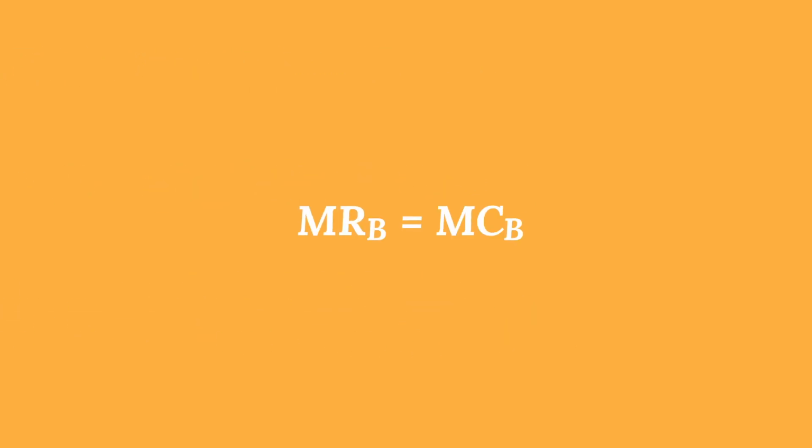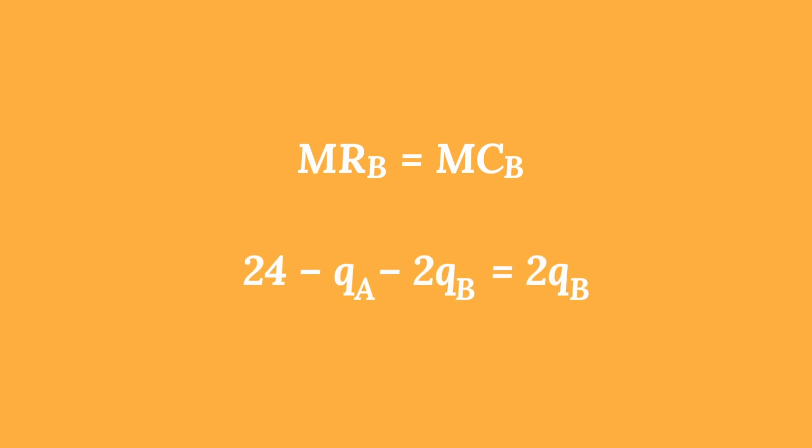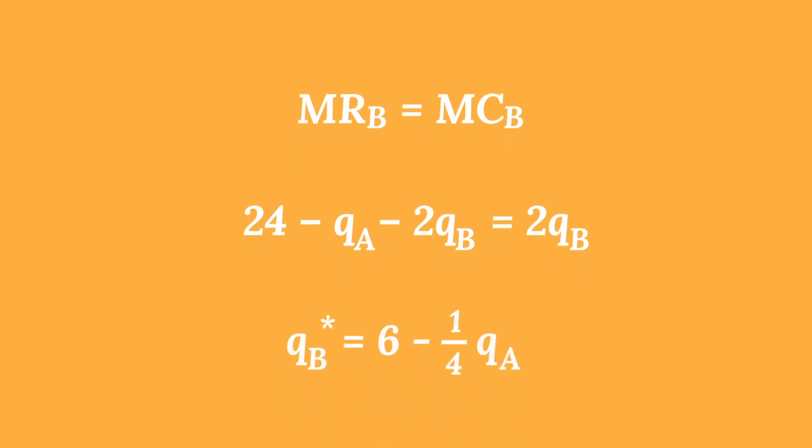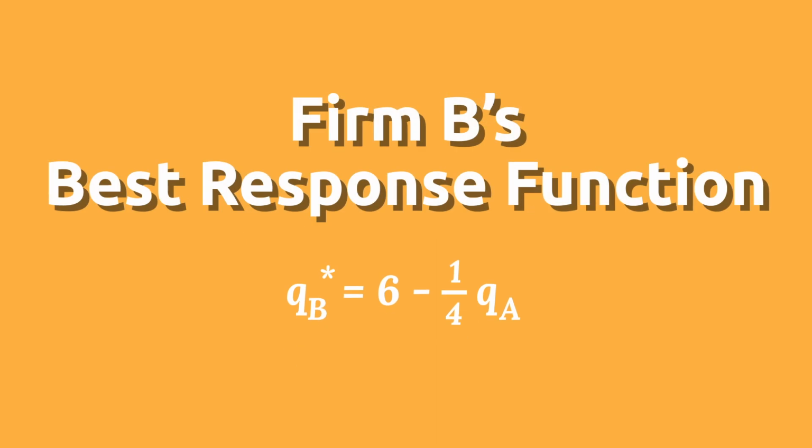By equating marginal revenue and marginal cost, firm B's profit will be maximized. MRB equals MCB: 24 minus QA minus 2 times QB equals 2 times QB. Thus, QB star equals 6 minus 1 over 4 times QA. This equation tells us the profit maximizing quantity for firm B for different levels of QA. In other words, it tells the optimal behavior of firm B in response to different levels of output produced by firm A. As we can see, this is exactly the best response function of firm B in the Cournot model.